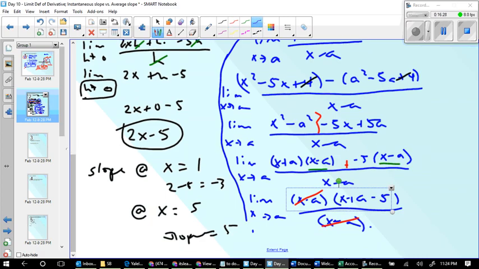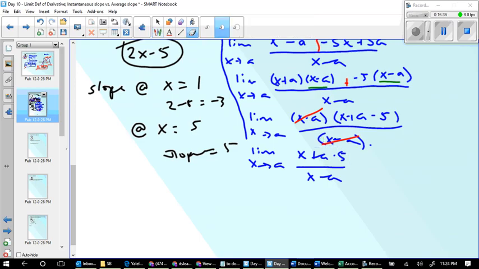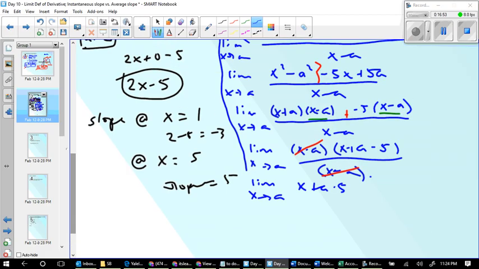That leaves us with the limit as x is approaching a of x plus a minus 5. Oops, my bad, that part canceled out. At this point we have fully simplified it, and there's not really much else that we can do. So how do we evaluate a limit again? Plug in. Since x is approaching a, I'm going to replace the x with a. Now I have a plus a minus 5, which gives me 2a minus 5.